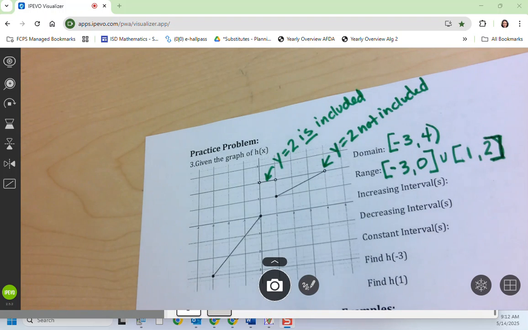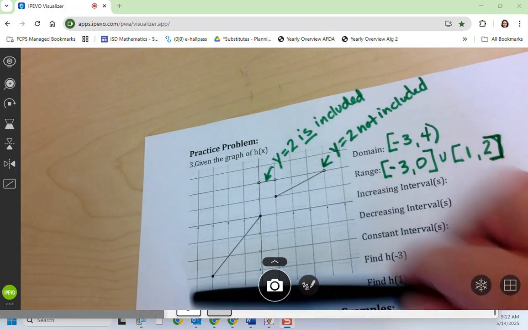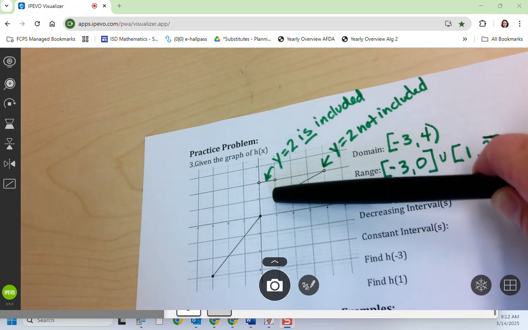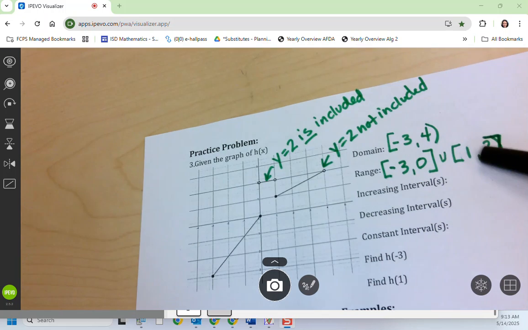Okay, does anybody need to hear again why I included that even though there is an open dot? All right, yes. I didn't hear, why'd you split it up again? So for the range, there is a gap in the range. In order to leave out these values between 0 and 1, I had to write it in 2 pieces.